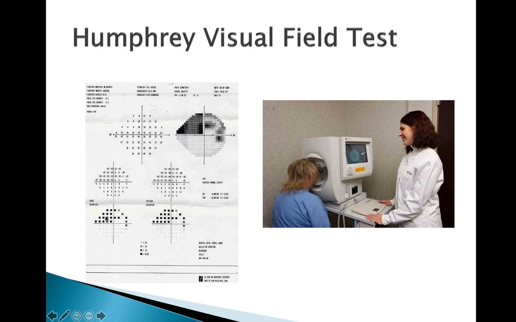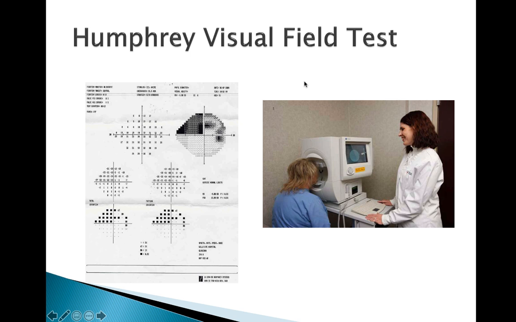So you can see here in this eye, these squares is where the person has missed these lights. So in this upper outer region, the person has decreased peripheral vision. So that's a Humphrey visual fields test.